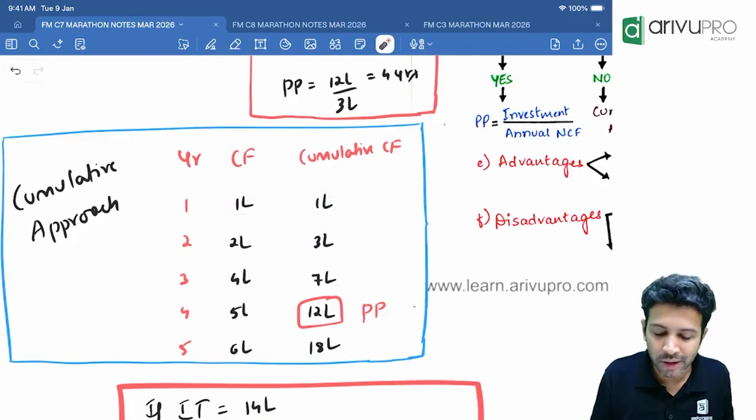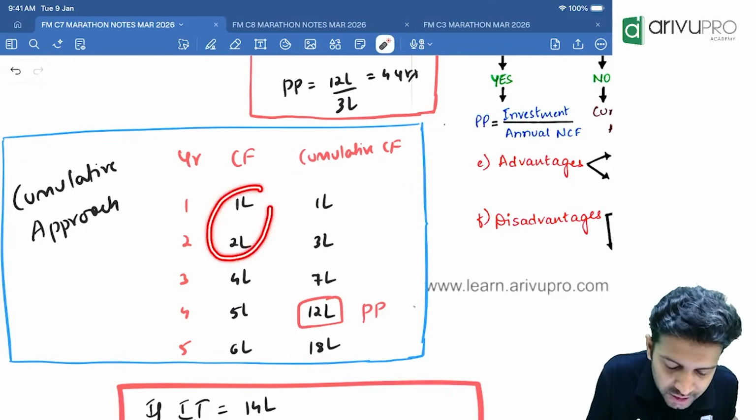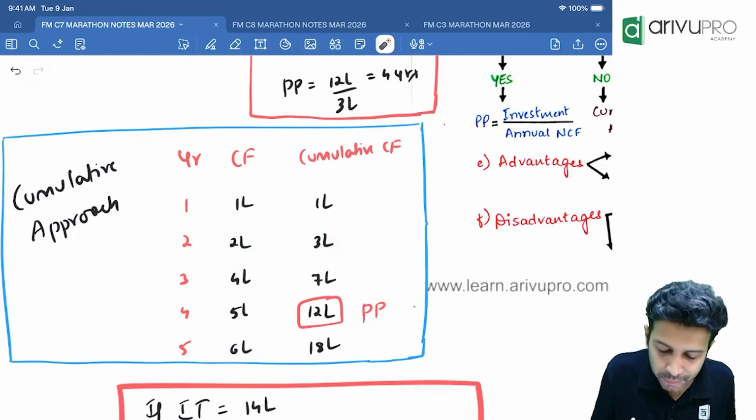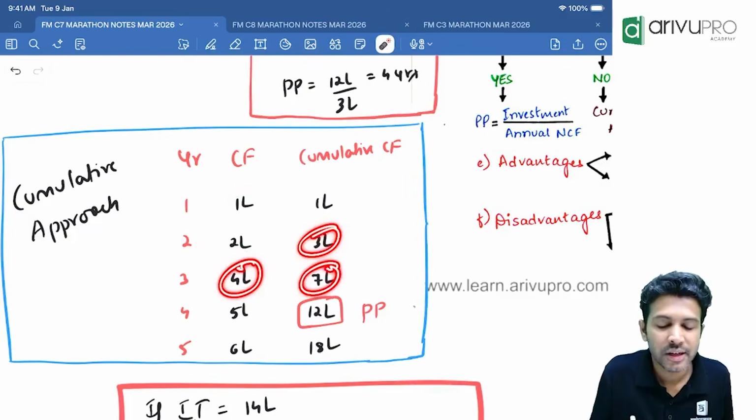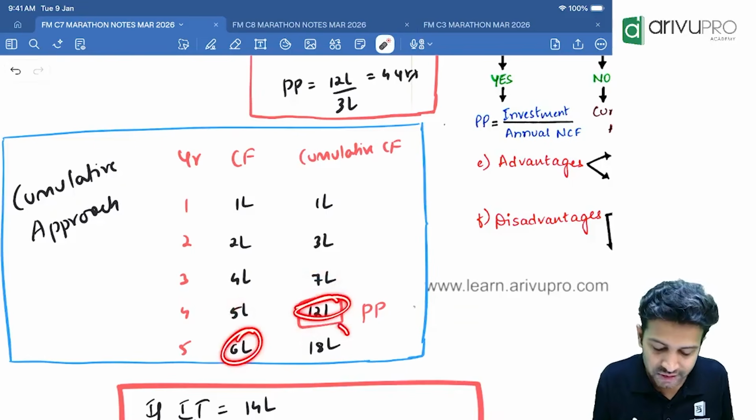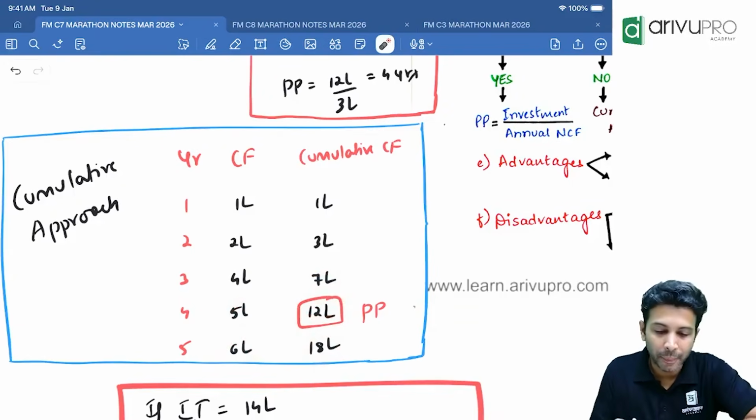Second year, what will be the cumulative cash flow? First year and second year put together. So 1 lakh plus 2 lakh, how much is that? 3 lakh. Next it will be 3 lakh plus 4 lakh, how much? 7 lakh. Next it will be 7 lakh plus 5 lakh, how much? 12 lakh. 12 plus 6, how much? 18 lakh.